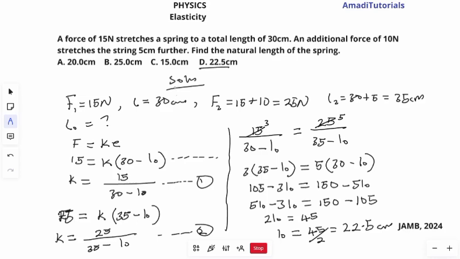How would you calculate the spring constant? Now you know the original length.